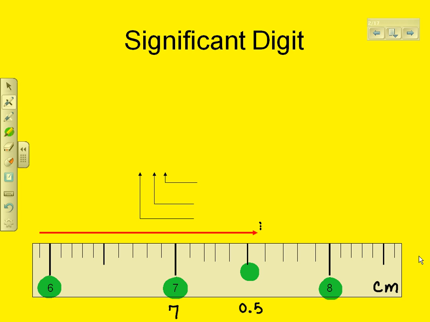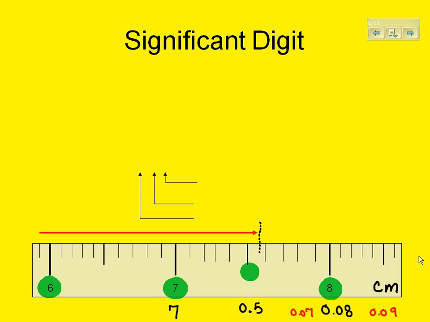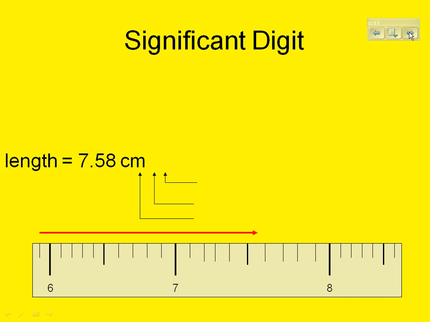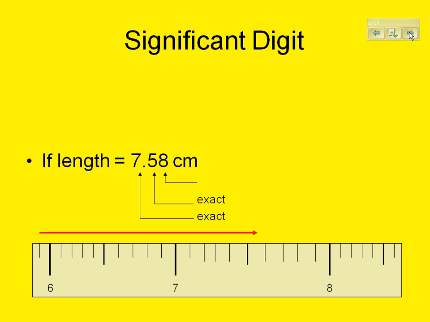It's the next part. That's the uncertain digit. I'm going to say that measurement is 0.08 centimeters. You might say it's 0.07 centimeters, or perhaps 0.09 centimeters. That last digit is the uncertain digit. It's what you decide is the best measurement. If the measurement is 7.58, the first two digits are exact, and the third one has a slight error to it.